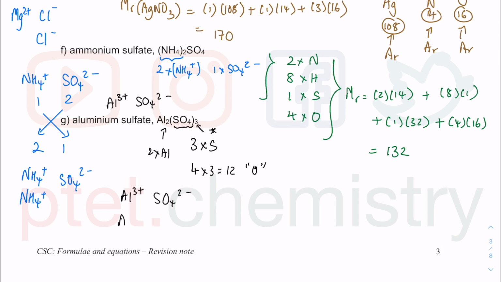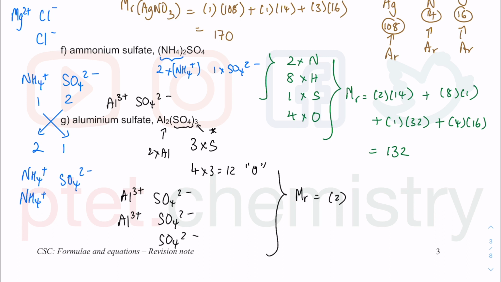Well, you can write it out, Al3+, because there's 2 of it. SO4 2-, there's 3 of them. Well, I hope now you can see what is going on. There is 2 aluminium, and there is 3 sulfur, and there is 4 times 3, which is 4 plus 4 plus 4. 4 times 3 gives you 12 oxygen. So what is the MR of that?